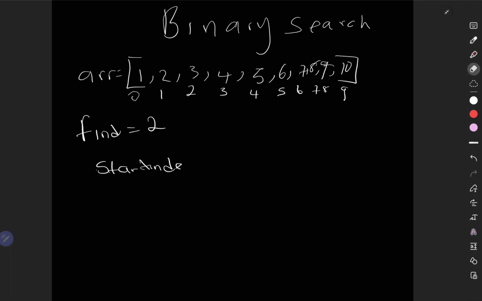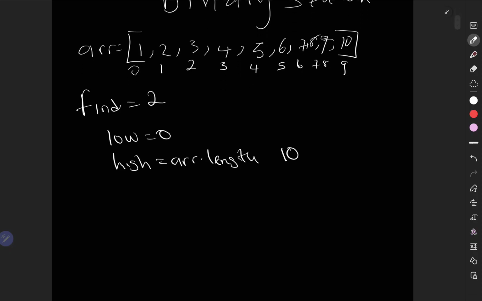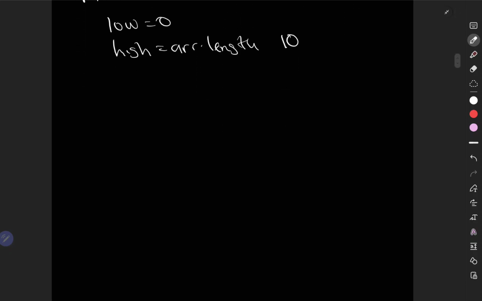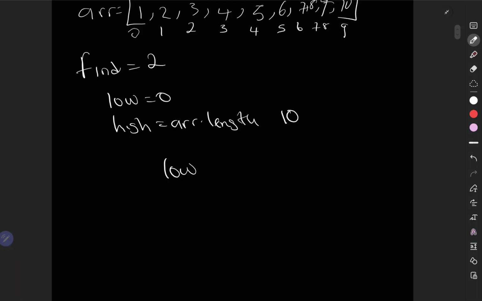Just to make it easy, let me put low, which is going to be 0, and then our high, which is going to be array.length, which is 10, because there are 10 items in this array. Now to get started, our first condition is while low is less than high, then it should work.